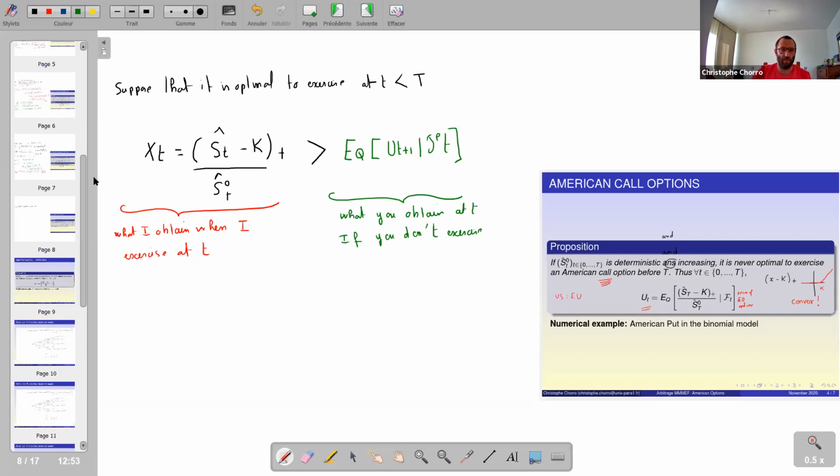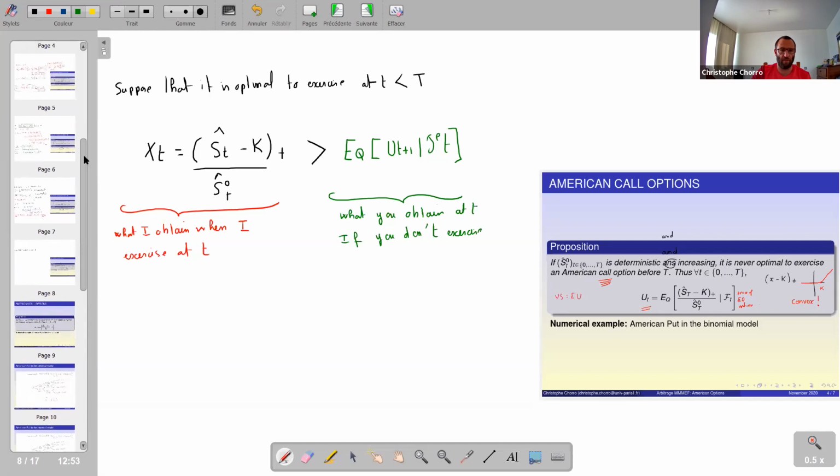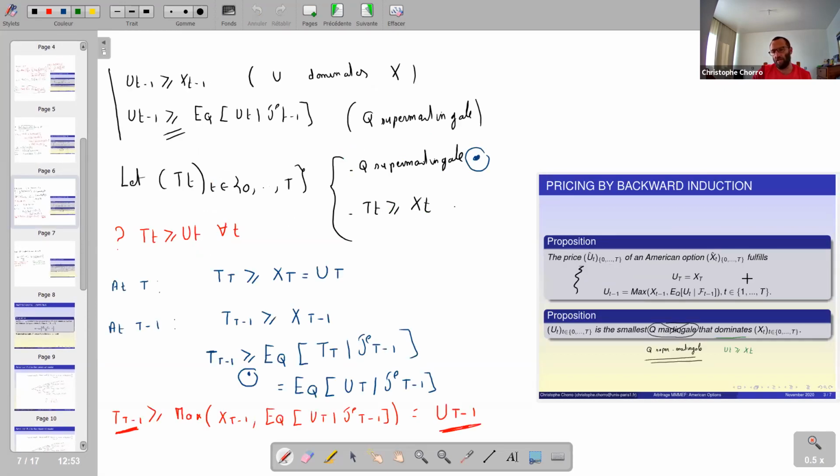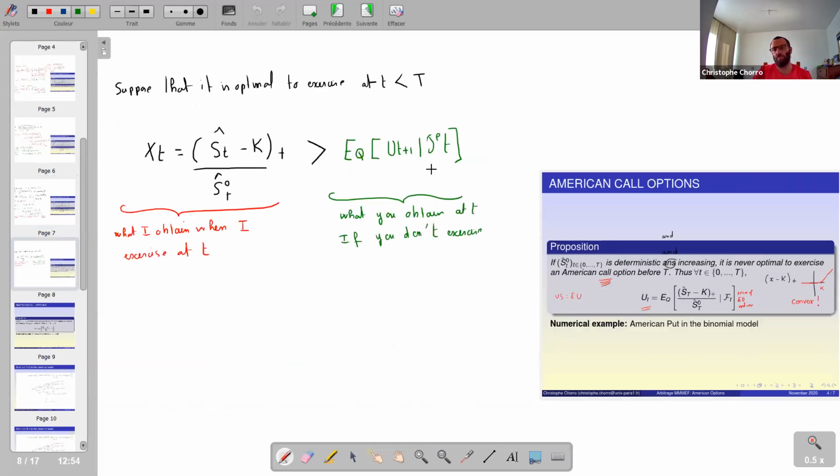Okay, so keep in mind what I have proved previously, maybe this slide here. You have here the definition of the price, and the price is the maximum between what you obtain if you exercise and what you obtain if you don't. So it's exactly what I have written here. In green, it's what I obtain if I don't exercise.